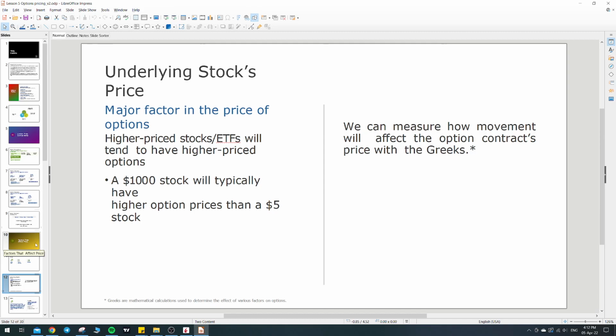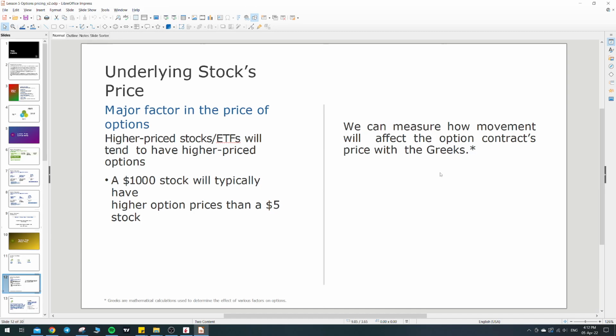So yeah, based on the price of a stock, we'll have much bigger prices for the option than for a stock with a lower price. Like for example, you take Amazon and, I don't know, Boeing, to put it like this.